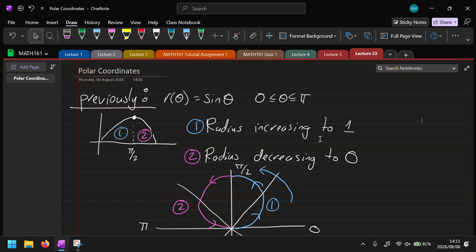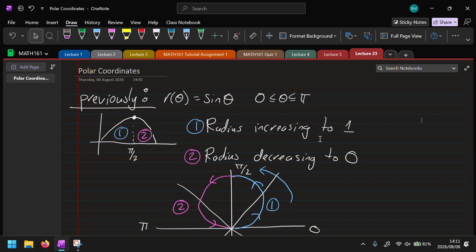So this first part from 0 to pi over 2, we see that it's increasing. I'm going to call that region 1. So what does that mean? It means the radius starts from 0, and at pi over 2, the radius is 1. It's increasing to 1 from 0 to pi over 2. So from 0 horizontally to pi over 2 vertically, we see that the radius here increases to 1. That's region 1, we have that in blue.